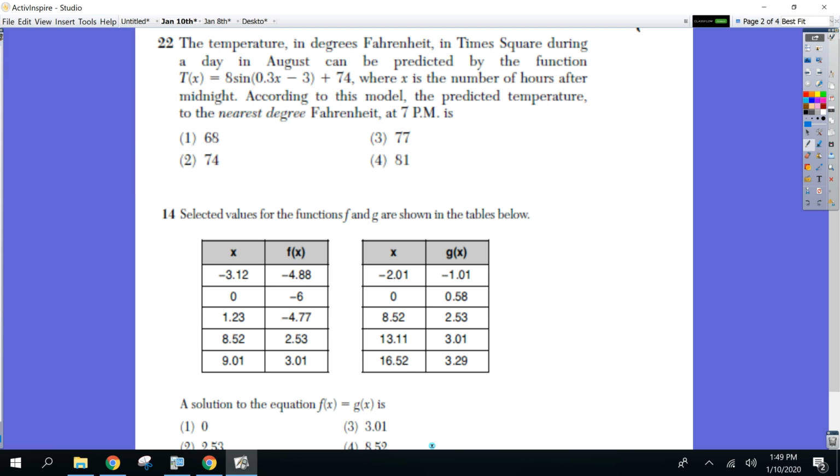And I thought kids' heads were going to explode 5th period. From midnight to 7 o'clock. I thought I was literally going to have to go one by one up there and count with me. How many hours from midnight to 7 p.m.? 7 p.m. Everyone agree? 19 hours. Great job. Don't start plugging it in yet.